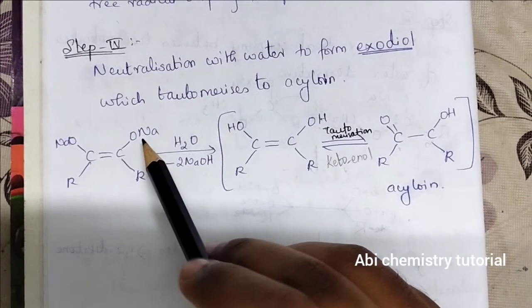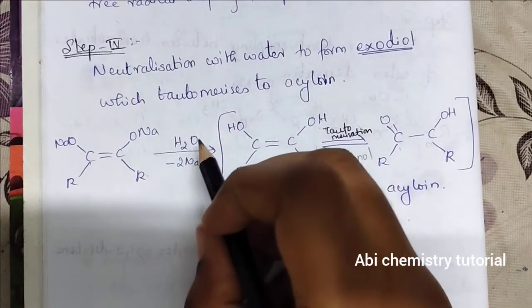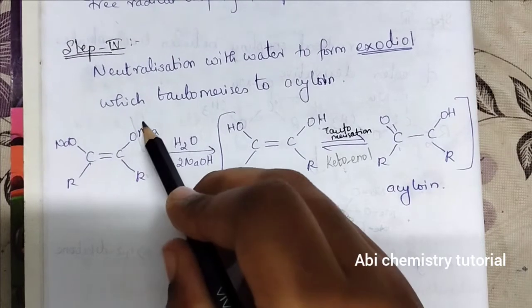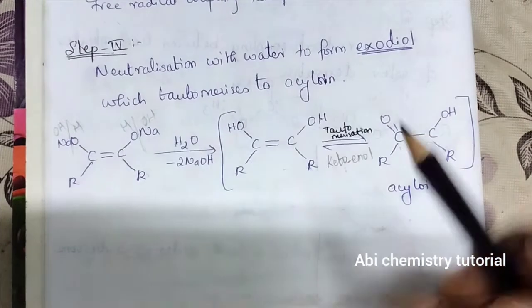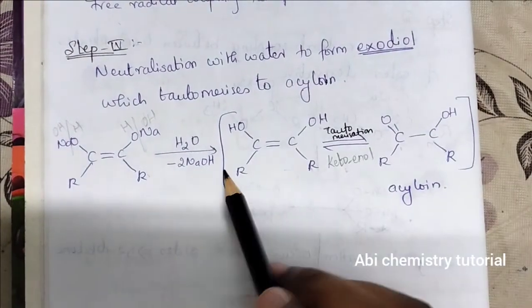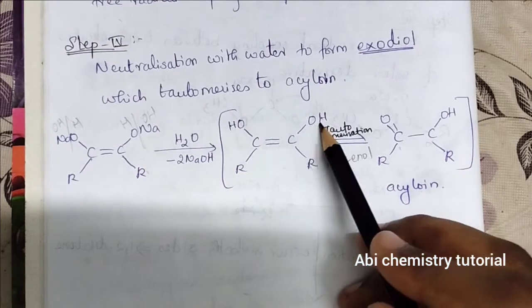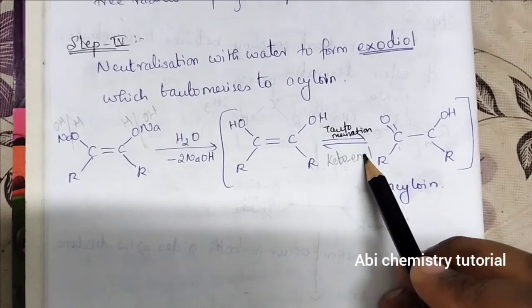So the final step is neutralization with water. What will happen when you add water to this derivative of an alcohol? As you know, NaOH and OH. So 2 NaOH is removed, and you will get OH, OH over these two positions. And this will undergo keto-enol tautomerism.